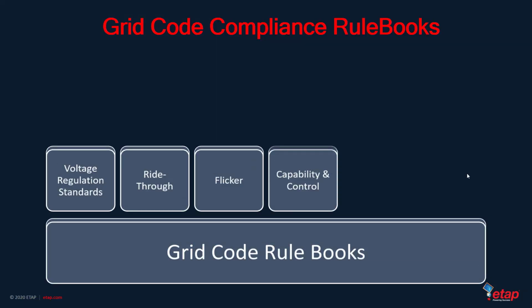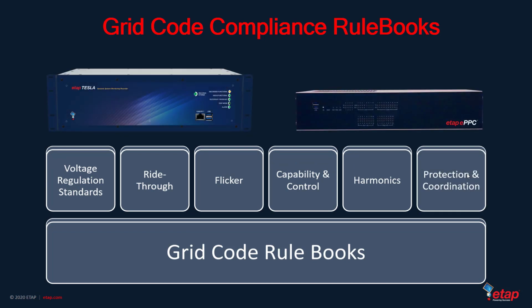Grid codes are technical specifications which define the parameters a facility connected to a grid must meet to ensure safe, secure, and economic functioning of the electrical system. The facility can be a power generation plant, a solar farm, or any other grid-connected source.